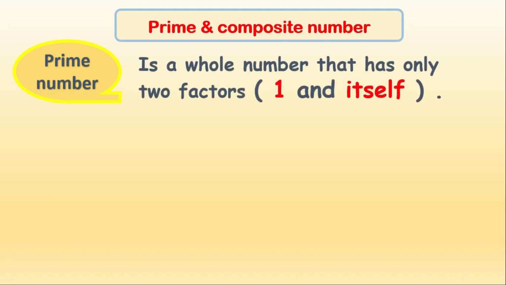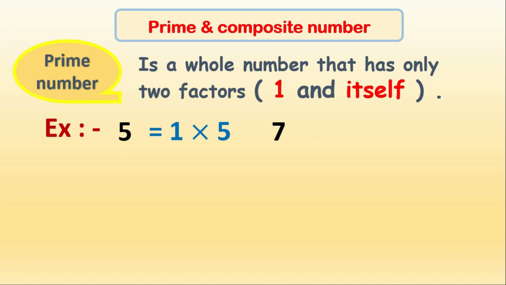Okay, now we have a new title: prime and composite numbers. What does prime number mean? A prime number is a whole number that has only 2 factors, 1 and itself. For example, number 5. Find the factors of 5. 1 times 5 gets 5, so the factors of 5 are 1 and 5. Can you find any other factors for number 5? No. Only 1 and itself, so number 5 is a prime number.